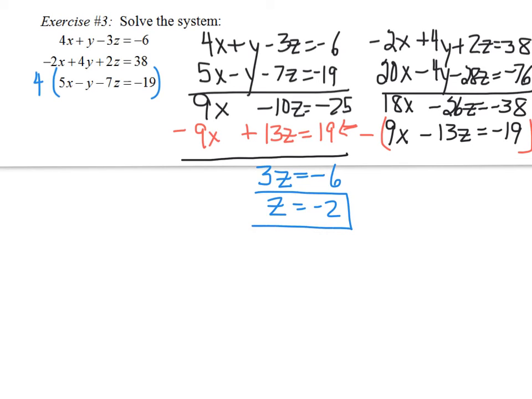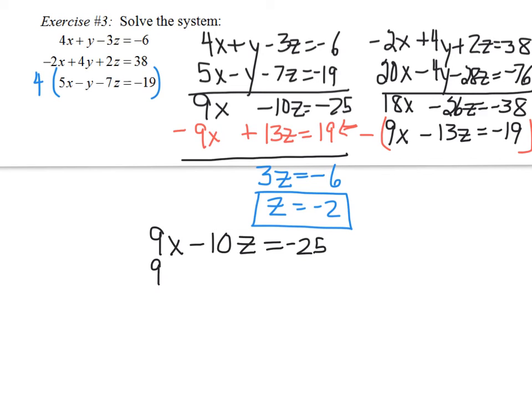That's one part of the 3 parts to my solution. I now need to choose one of the equations that has an x and a z in it, so either this one or this one. It doesn't matter which one you pick, either one will work. So I'm going to go back to the one that says 9x minus 10z equals negative 25.